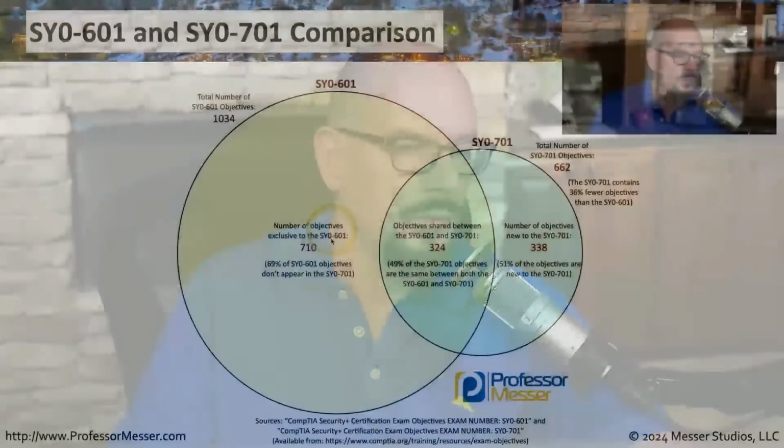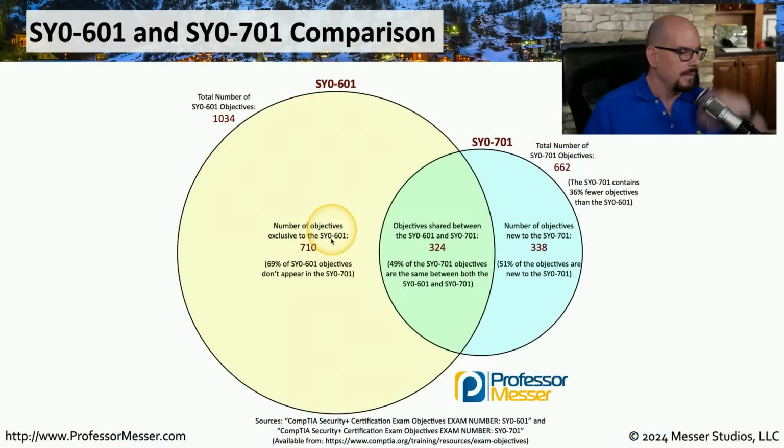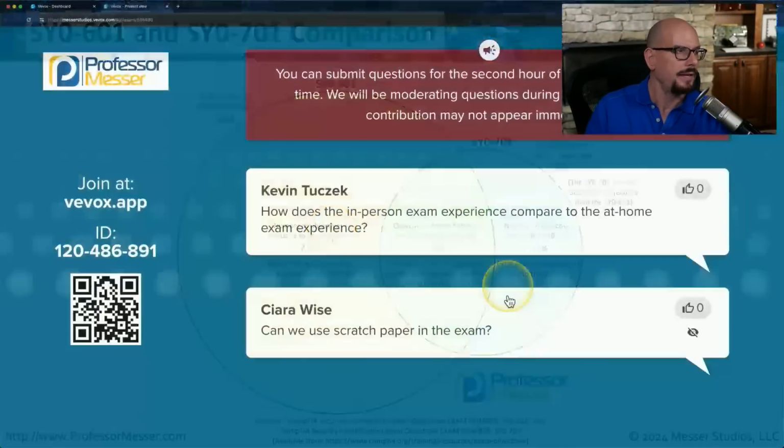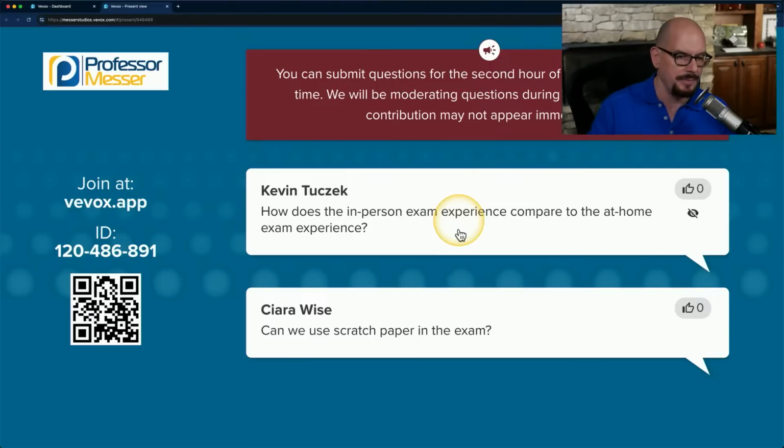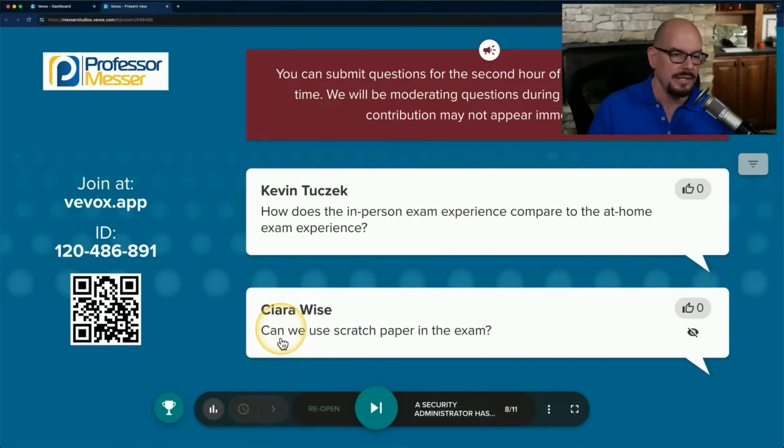These two questions, one from Kevin, one from... let's get the other. Oh, sorry. Get both of these up. There we go. And here are the questions. This first one asks, how does the in-person exam experience compare to the at-home exam experience? And the next question is, can we use scratch paper in the exam?